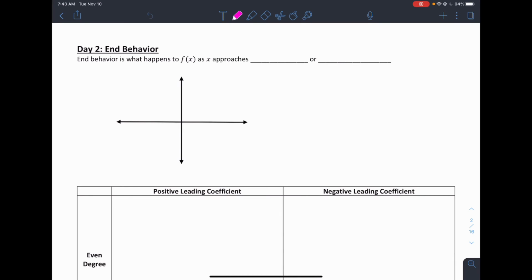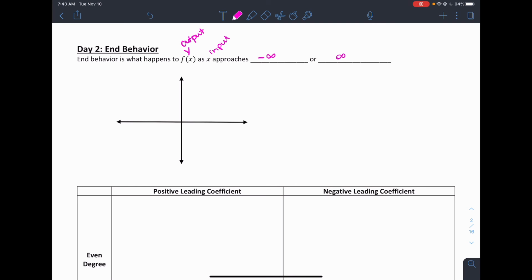Hello everybody. Today we're going to talk about end behavior of a polynomial function. So the first thing we need to do is talk about what happens to f of x, which we might refer to as y, or the output of a function, as x, our input, approaches negative infinity or positive infinity.